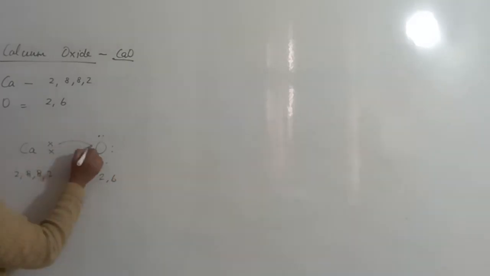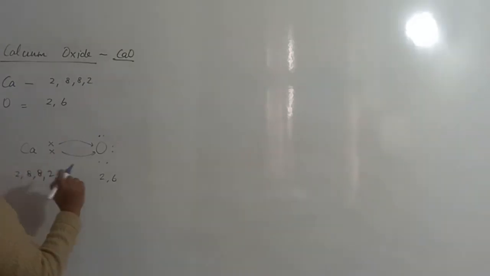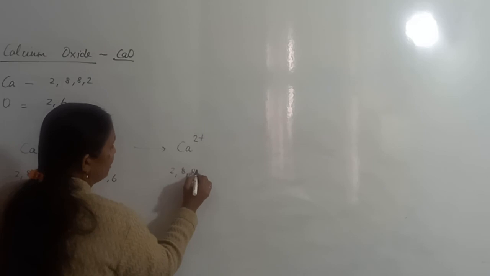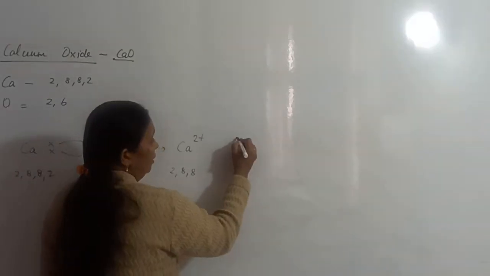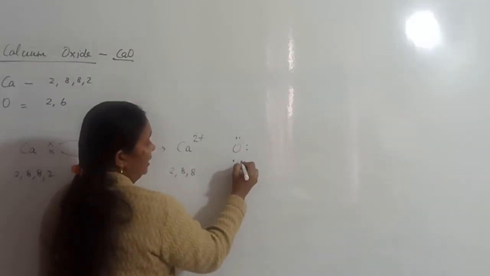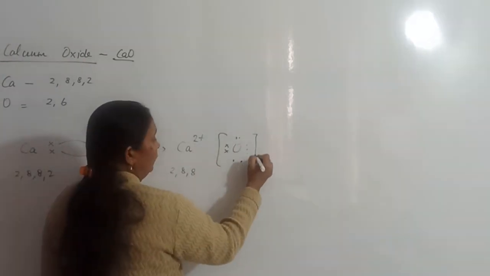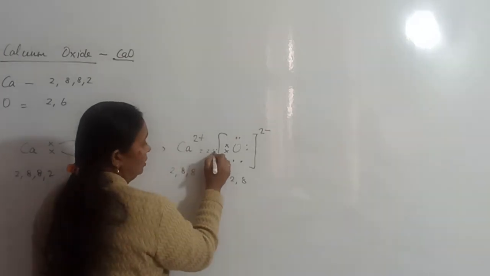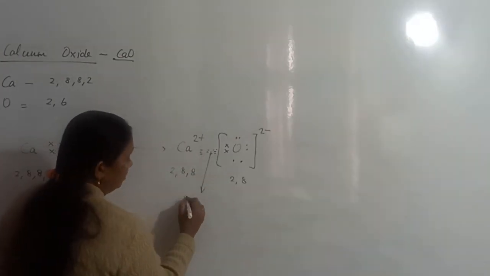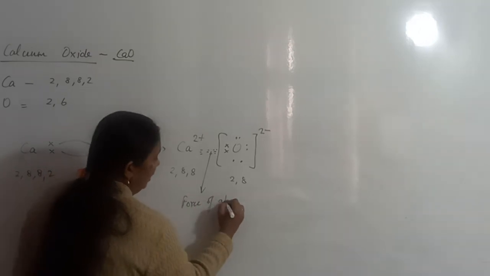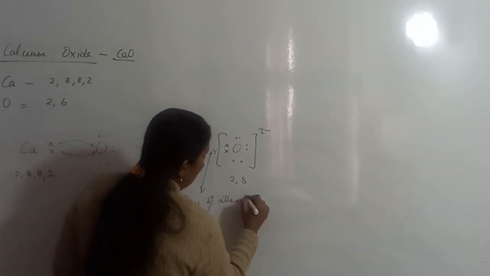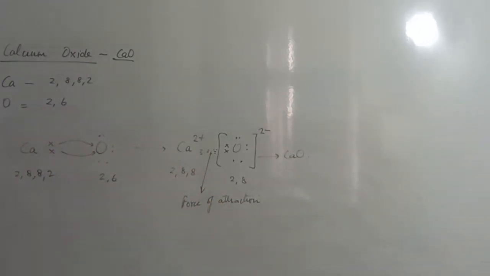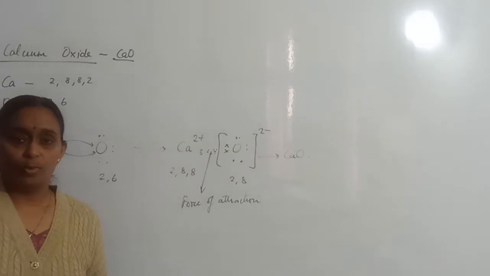Now what will happen? Transfer of electrons. This will result in Ca2+ with 2, 8, 8, and oxygen will form with its 6 electrons and 2 from calcium. It will form a negative ion, 2 minus, 2, 8. Now they will attract each other with a force of attraction, and this will result in the formation of CaO, that is calcium oxide. So this is the formation of the calcium oxide molecule.